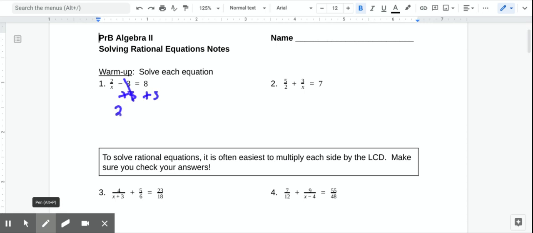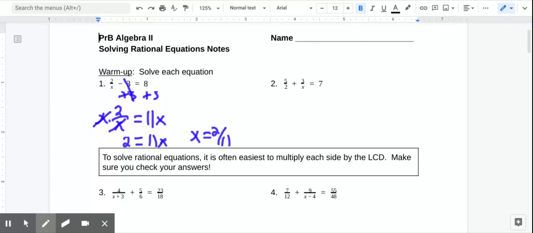So that gives us 2 over x equals 11. Now we have 2 divided by x. We need to get the x out of the denominator. So since it's 2 divided by x, the opposite of that is multiplying by x. And that's going to give us 2 equals 11x. And then the last thing we're going to do is divide both sides by 11. So our answer is 2/11. And that is a fantastic answer.